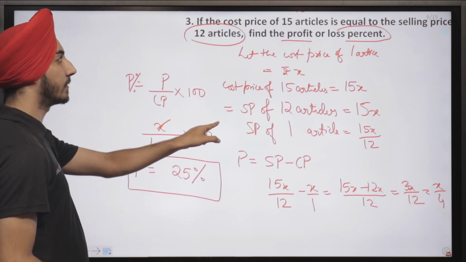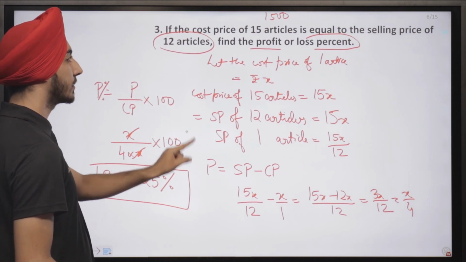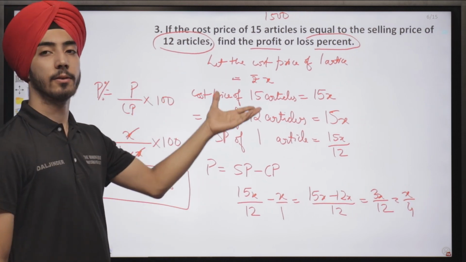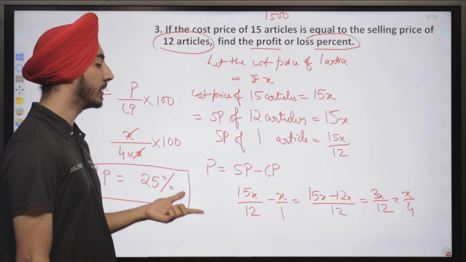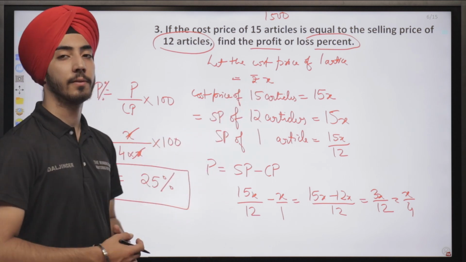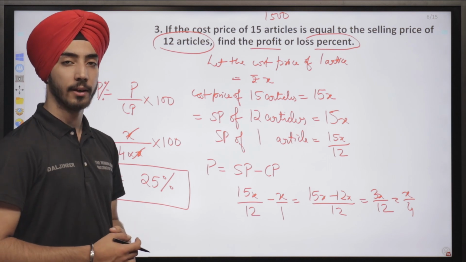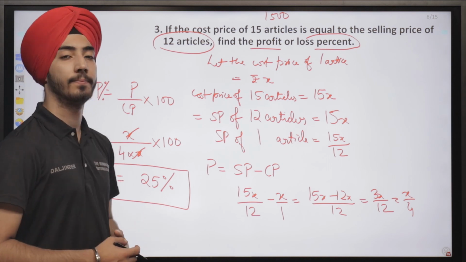Right? So I hope you have all understood this question. A very simple question. You could also do it by the method of assuming the cost price to be rupees 100. That would also be the same, and it would give you the same answer, 25%. Okay. Let's move on to question number 4.